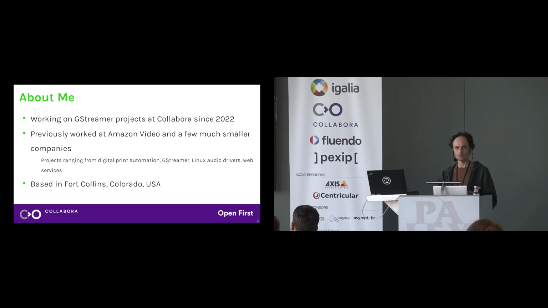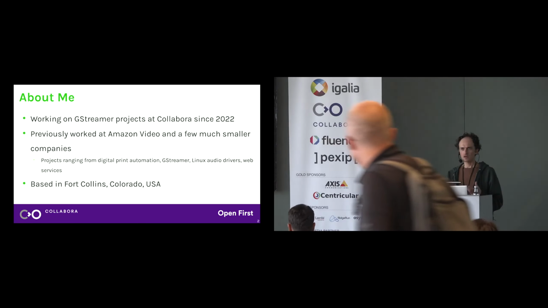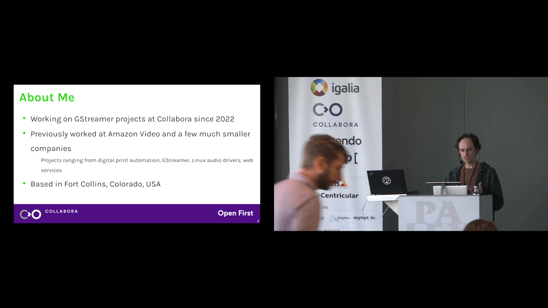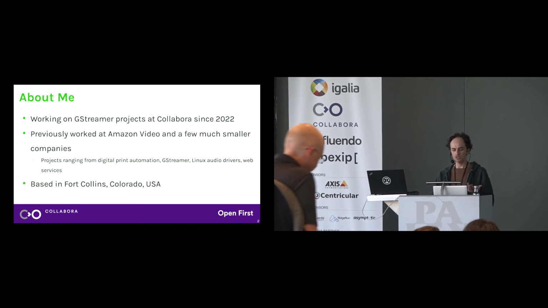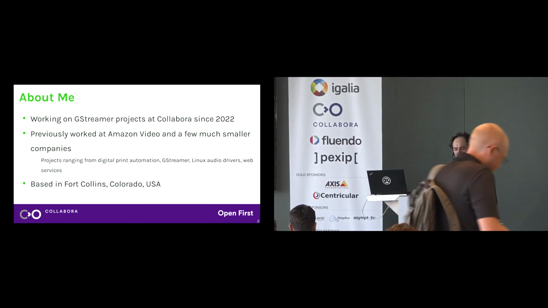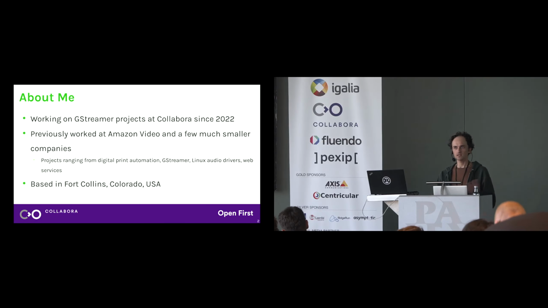So about me, I'm a software engineer at Collabora, working on GStreamer stuff there since probably April 2022. Before that, I worked at places like Amazon and a couple smaller companies over the years. Mostly in the past, I've been doing stuff like digital print automation, some GStreamer stuff, some Linux audio drivers, and then some web service stuff, some generic stuff. Currently based in Fort Collins, Colorado, USA, originally from the Los Angeles area. That's pretty much it for me.